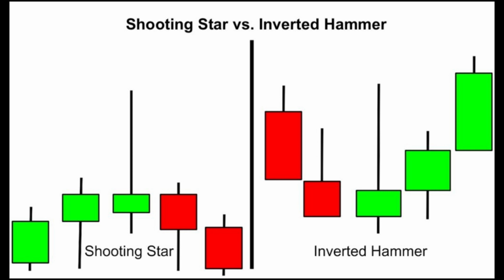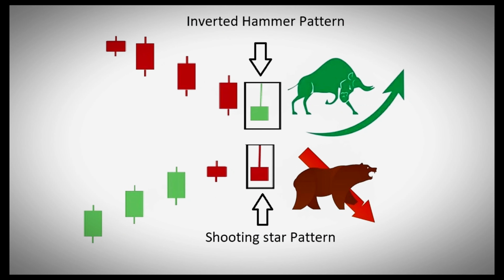This pattern is exactly like the inverted hammer, but the difference between these two is that the inverted hammer is formed in a downtrend, and it changed the trend from downtrend to uptrend. But the shooting star pattern is formed in an uptrend and changed the uptrend to downtrend. And when the uptrend reaches its ceiling, a shooting star pattern appears, which will indicate a trend change from uptrend to downtrend.